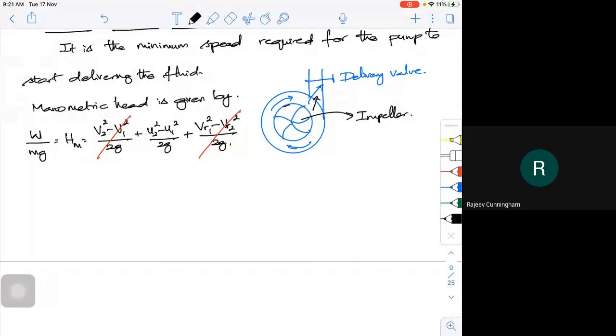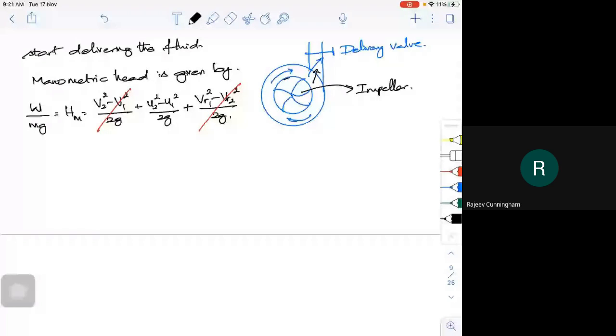Okay. Now, this is the required head. If you closely observe here, there is a little bit of forced vortex induced. The forced vortex is induced to develop the head. Now, this is your manometric head. So when the manometric head is developed, what is the minimum requirement for it to develop? The impeller has to be filled with water.